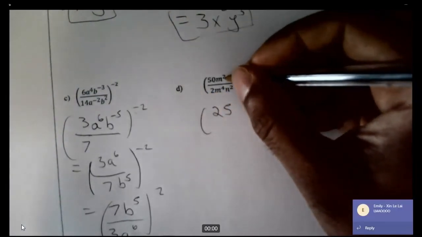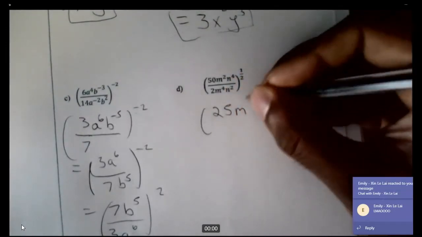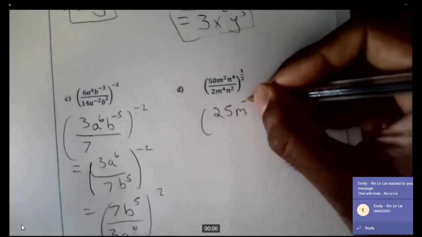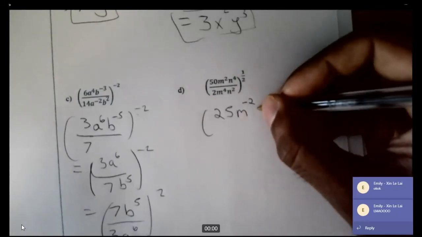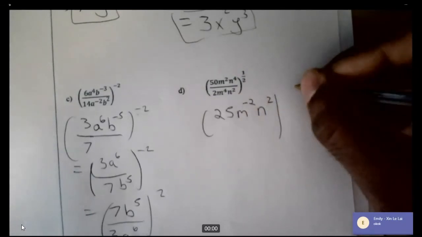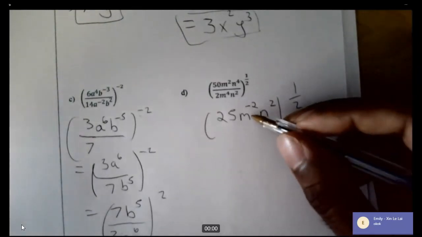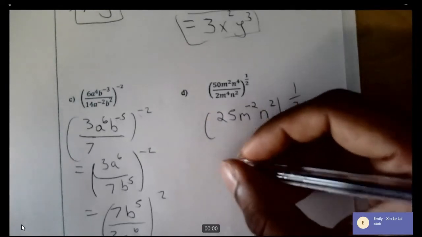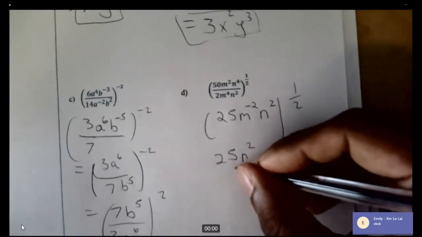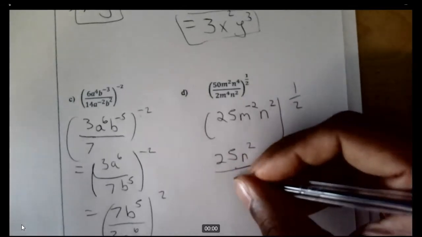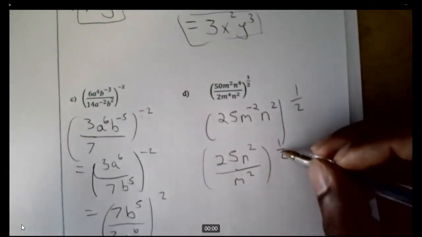And we have m, so 2 minus 4 is negative 2. So maybe I'll write it at the top for now. And let's do the n. So 4 minus 2 will give you n to the power of 2. And then have this thing over a half. Remember what I said? You can put the m at the bottom now because it's negative. So you can write down, for example, 25 n squared over m squared, this whole thing to the power of 1 over 2. Okay, now let's put 1 over 2 inside.